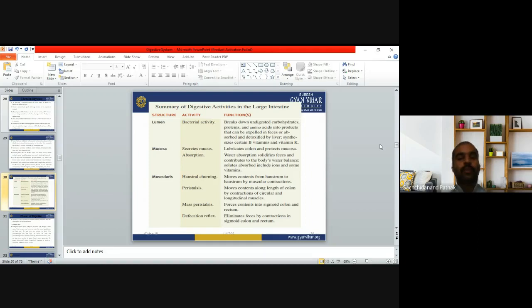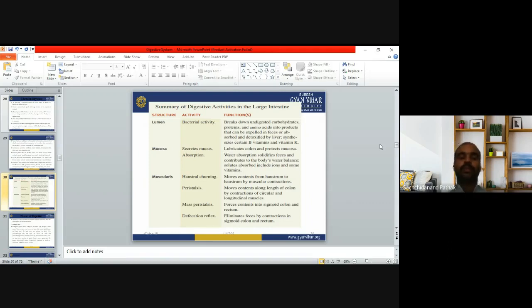The mucosa secretes mucus, which lubricates the colon and protects the mucosa. Absorption is there. Water absorption solidifies the feces. So when the water is absorbed, the feces become solid or semi-solid, and this contributes to the body's water balance. Solutes absorbed include iron and some vitamins.